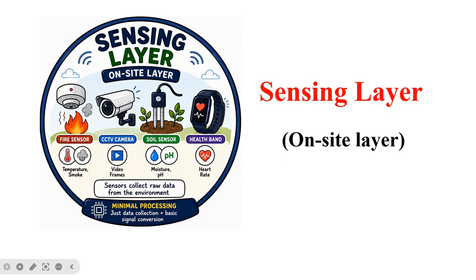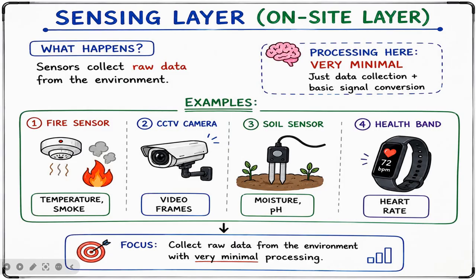So the sensing layer is the first layer in the IoT processing architecture, and it is also called the on-site layer. This is the first and most fundamental layer of any Internet of Things system, and it directly interacts with the physical environment and gathers the raw data.